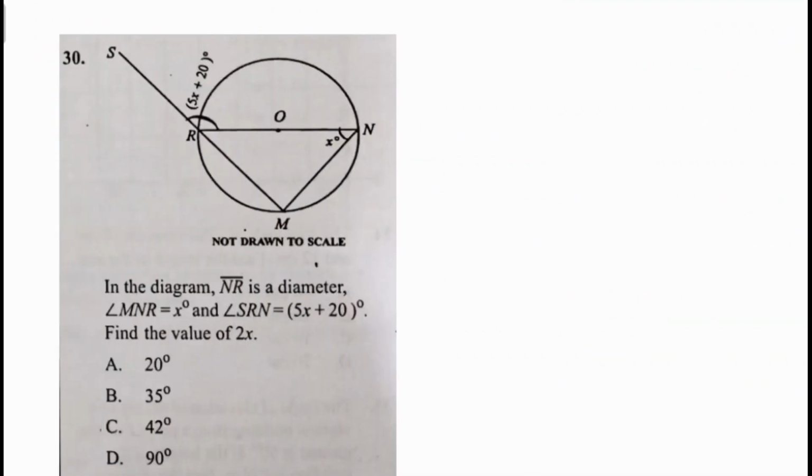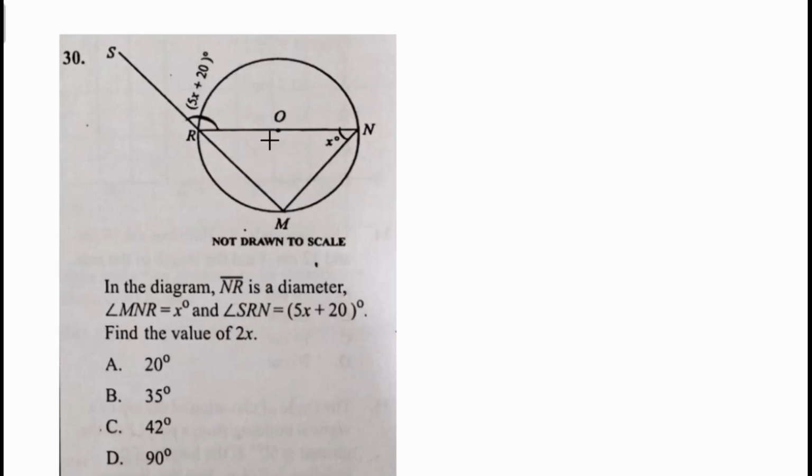Question 30 says that in the diagram, segment NR is a diameter. Angle MNR equals x degrees and angle SRN equals 5x plus 20 degrees. Find the value of 2x.